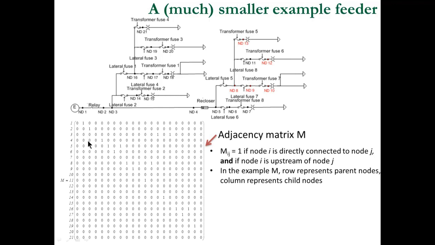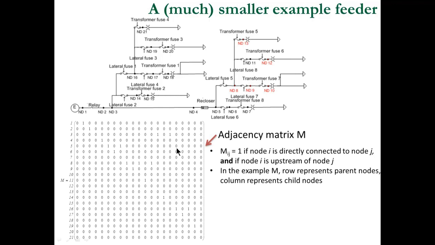Similarly, if you look at row 2 corresponding to node 2, even though it is connected to 1, this entry is not 1 because node 2 is not upstream, it is actually downstream of node 1. Therefore it is just a 0. But if you look at the third column corresponding to the child node 3 for this node 2, here it is 1 because node 2 is connected to node 3 and it is upstream.